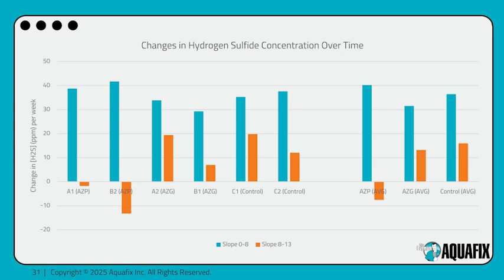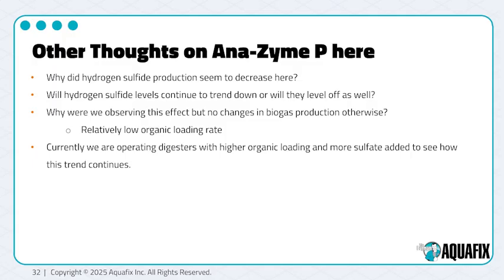And then from 8 to 13, they had a decrease in slope, whereas the control and the Enzyme G, there was still an upward trend at that point. So why did the hydrogen sulfide seem to decrease here? It's really hard to say. We've observed with Enzyme P a number of cases where we see an increase in methane quality and a decrease in hydrogen sulfide, but we don't necessarily see an increase in methane in some of these cases. Sometimes you do, but not often.